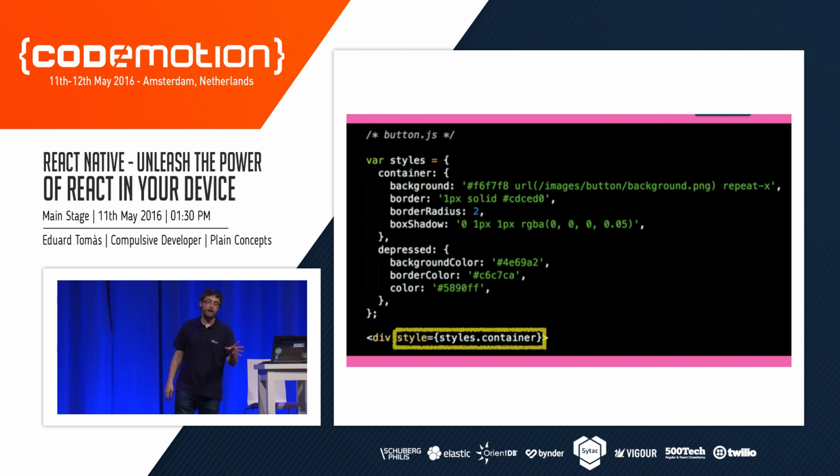So here we are defining two styles, container and depressed. As you can see, this is very similar to how we would use CSS in a web application. And then we apply the styles using the style attribute. Okay?